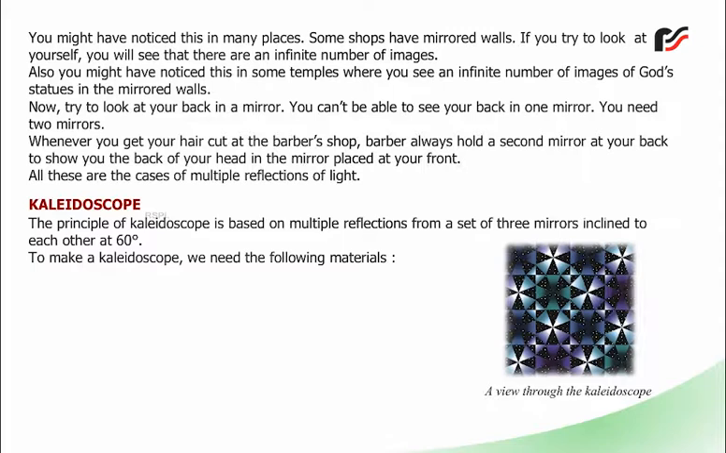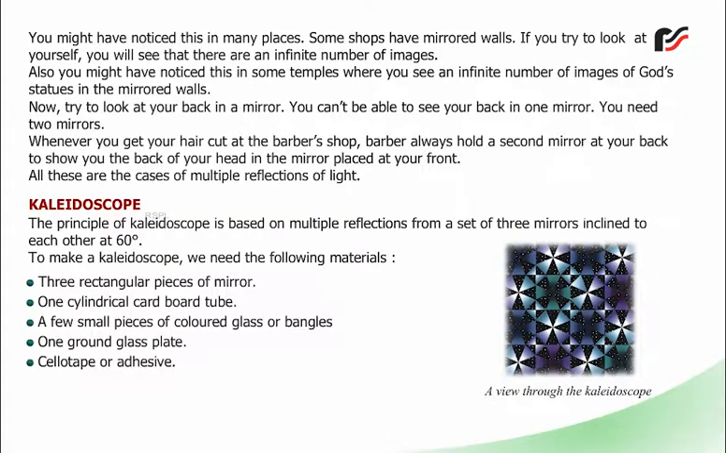Kaleidoscope. The principle of a kaleidoscope is based on multiple reflections from a set of 3 mirrors inclined to each other at 60 degrees. To make a kaleidoscope, we need the following materials: 3 rectangular pieces of mirror, 1 cylindrical cardboard tube, a few small pieces of colored glass or bangles, 1 ground glass plate, sellotape or adhesive.